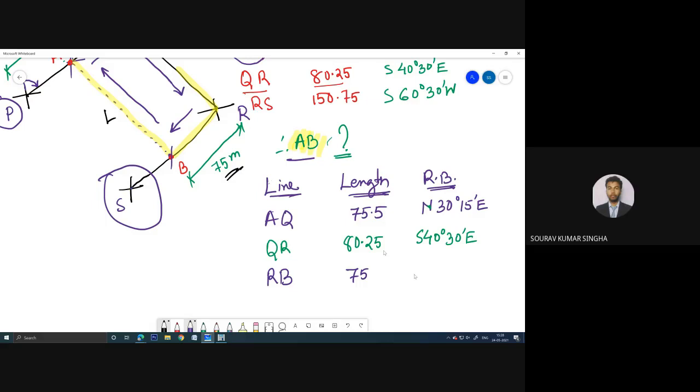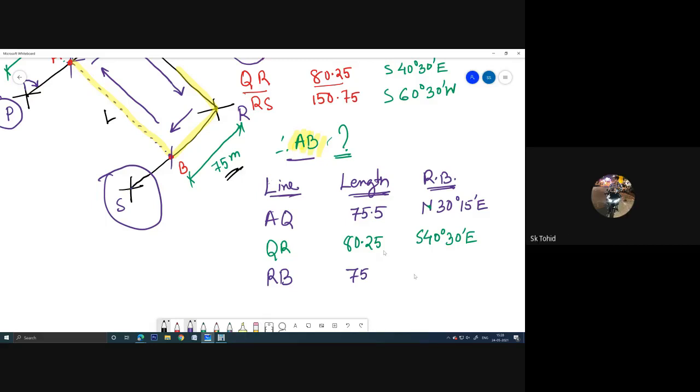So if RS, you can see the alignment of RS. The RS is at a particular angle, so RB is also at the same angle. Is that clear? RS and RB are in the same line. So that is why the reduced bearing of RS will be the same as the reduced bearing of RB. The reduced bearing of both will be the same because both lines are on the same alignment. Is that clear?